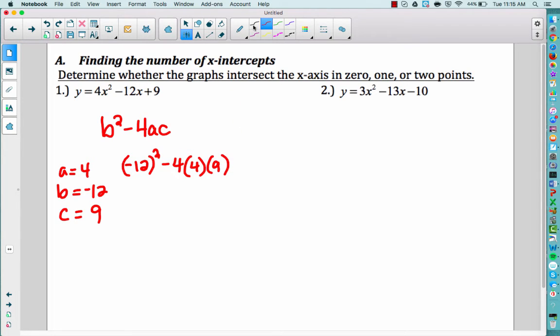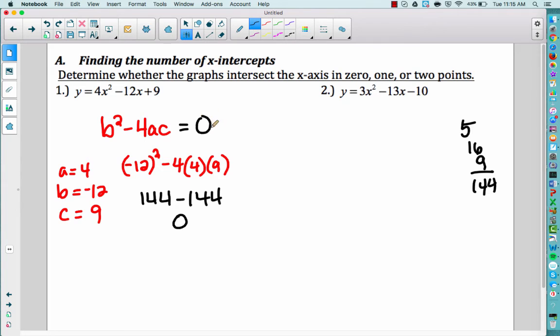All right, we simplify. So 12 squared is 144. 16 times 9, I'm going to do it over here, is 144. Okay, right? 144, yeah. So 144 minus 144 is 0. So b squared minus 4ac equals 0, which tells me that there's one real solution.